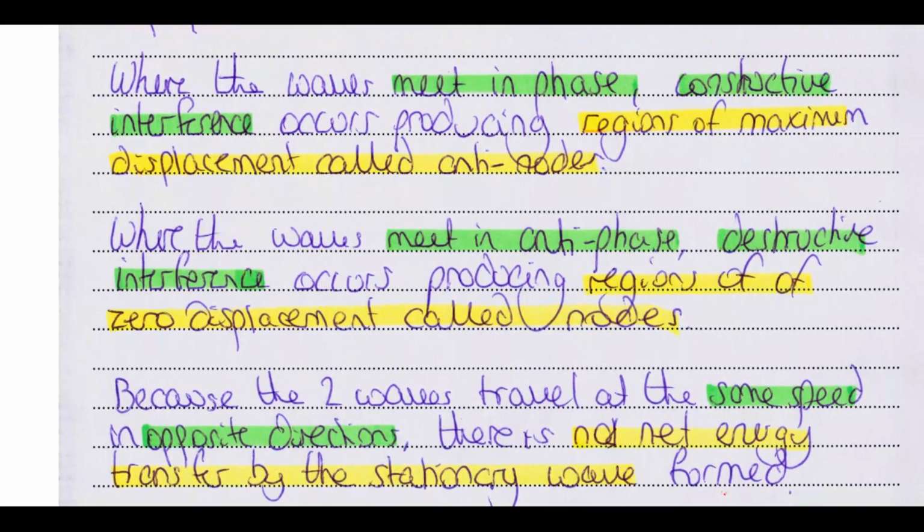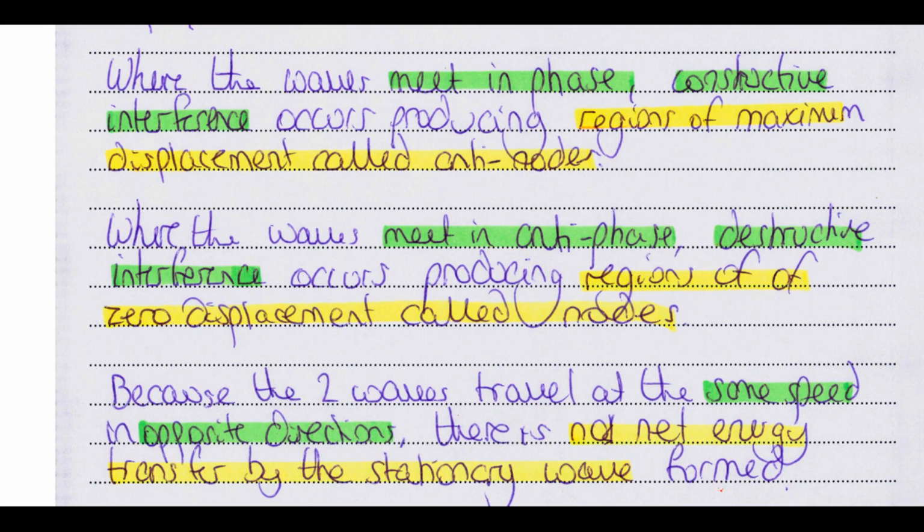So then we're going to start thinking about features. In terms of the features, one of the things you get is something called an antinode, or a region of maximum displacement. And the reason you get that is because the 2 waves traveling in opposite directions meet in phase, or have a phase difference of 0. And that causes constructive interference to occur, which is why you get the large maximum displacement.